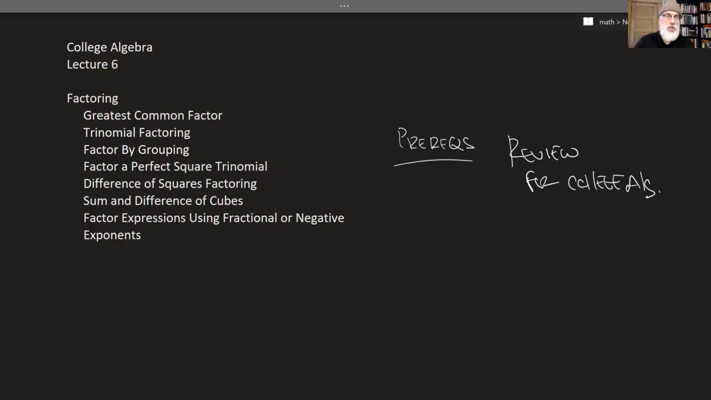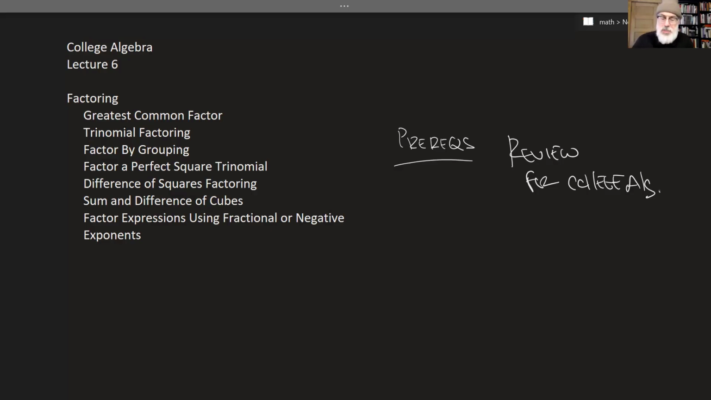We are going to cover different kinds of factoring. The list here: greatest common factors, trinomial factoring, factor by grouping, factoring perfect square trinomials, differences of squares, sum and difference of cubes, and then lastly, factoring expressions where there are fractional or negative exponents, sometimes called rational exponents.